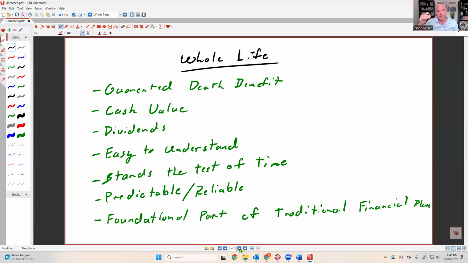Whole life has a guaranteed death benefit. Again, as long as you pay that premium, they're contractually guaranteed to pay out that death benefit when you die. And that premium stays level, it stays flat your entire life. Another attribute of whole life is that you build cash value. That cash value can be used at any time for any reason. And the best way to use that is to borrow against it in most circumstances.